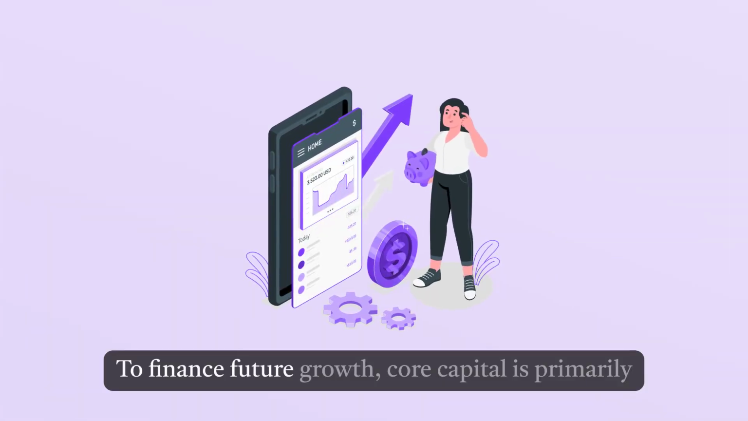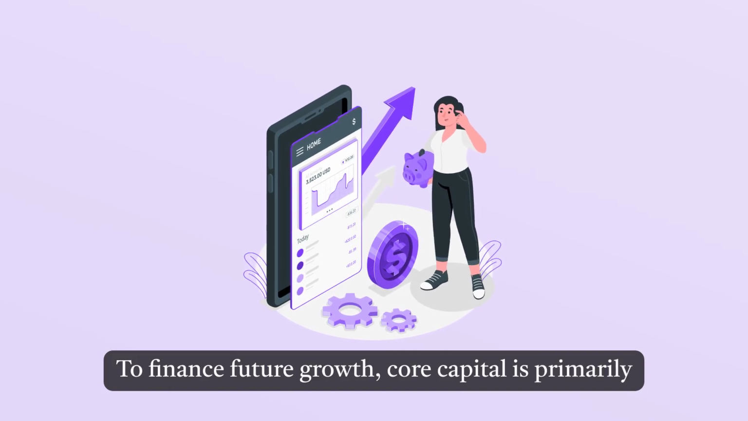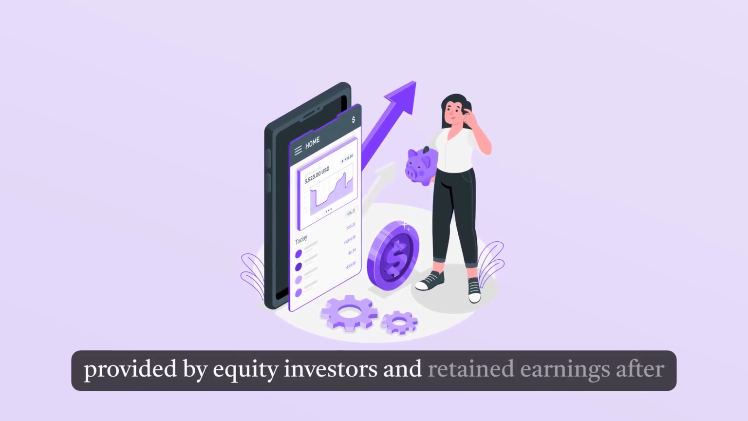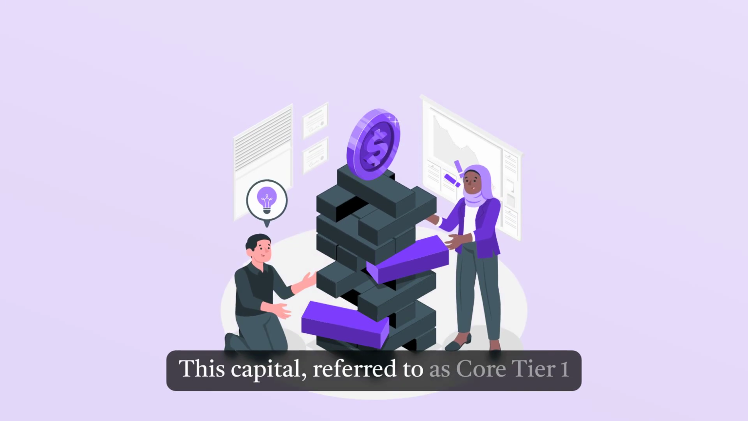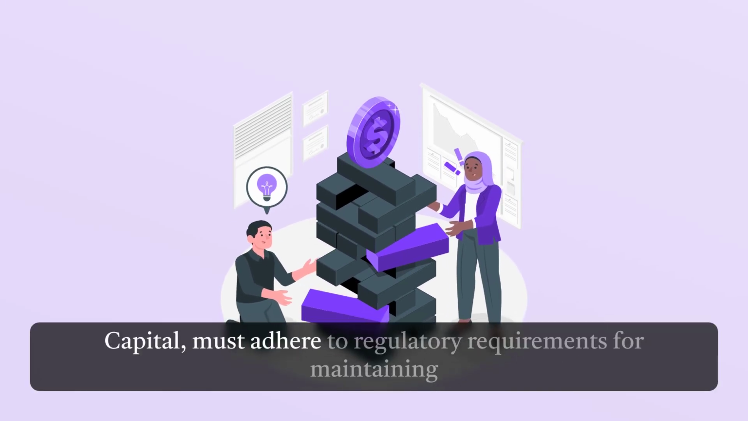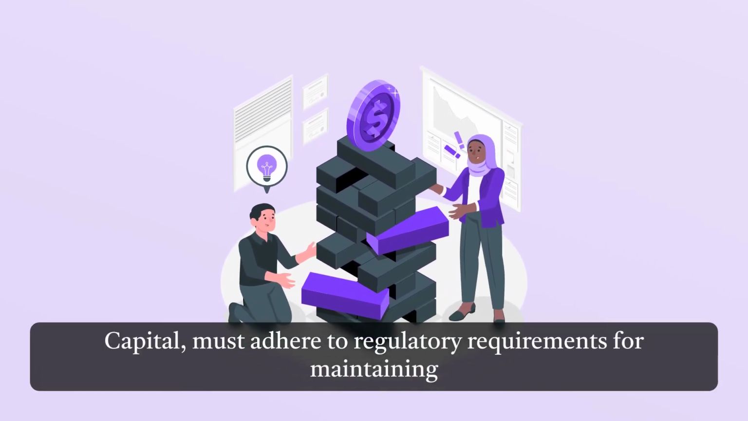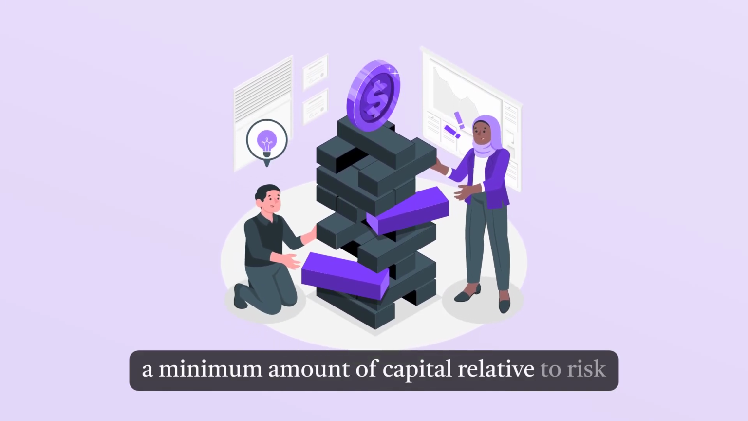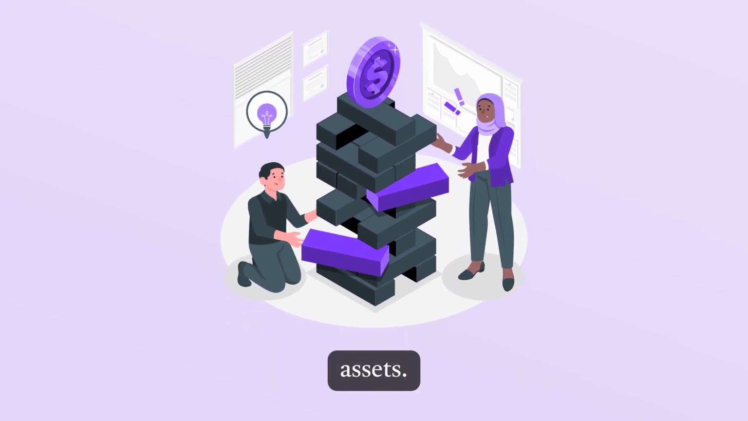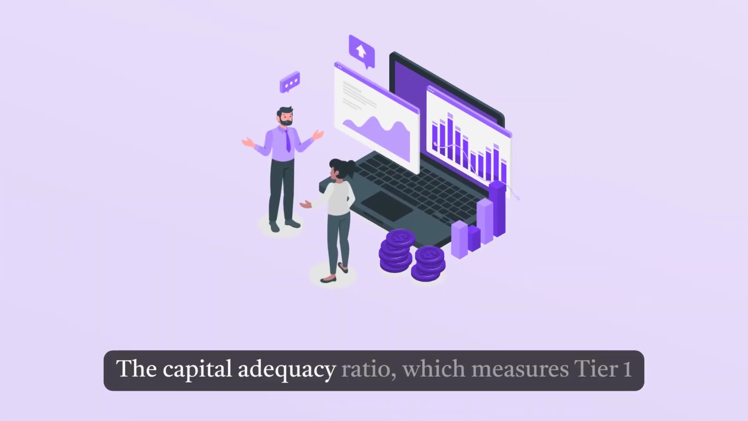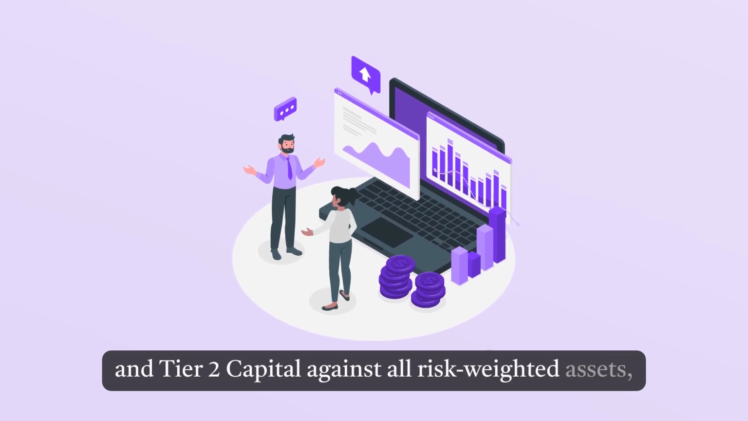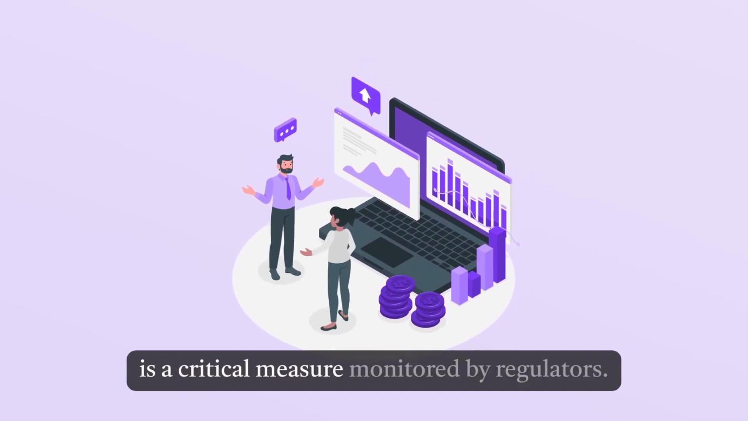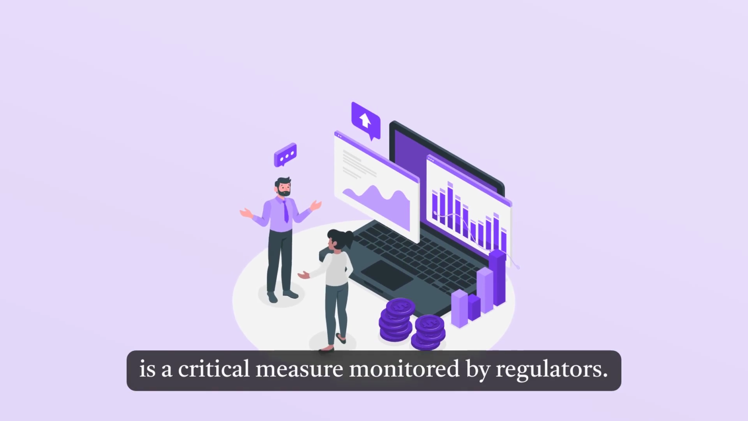To finance future growth, core capital is primarily provided by equity investors and retained earnings after paying dividends. This capital, referred to as Core Tier 1 capital, must adhere to regulatory requirements for maintaining a minimum amount of capital relative to risk assets. The capital adequacy ratio, which measures Tier 1 and Tier 2 capital against all risk-weighted assets, is a critical measure monitored by regulators.